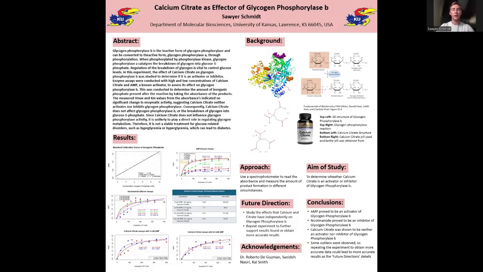So first, a little background on glycogen phosphorylase. It exists in two forms, phosphorylase A, which is the active form, and phosphorylase B, the inactive form. The interconversion between these forms is regulated by reversible phosphorylation. Phosphorylase B kinase activates phosphorylase B by phosphorylating a specific serine residue, thus converting it into phosphorylase A. In contrast, protein phosphatase 1 deactivates phosphorylase A by removing this phosphate group, reverting it back to phosphorylase B.